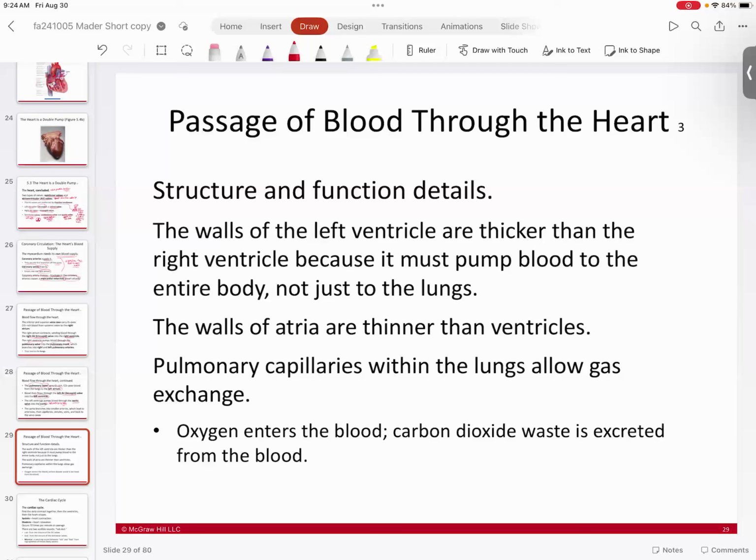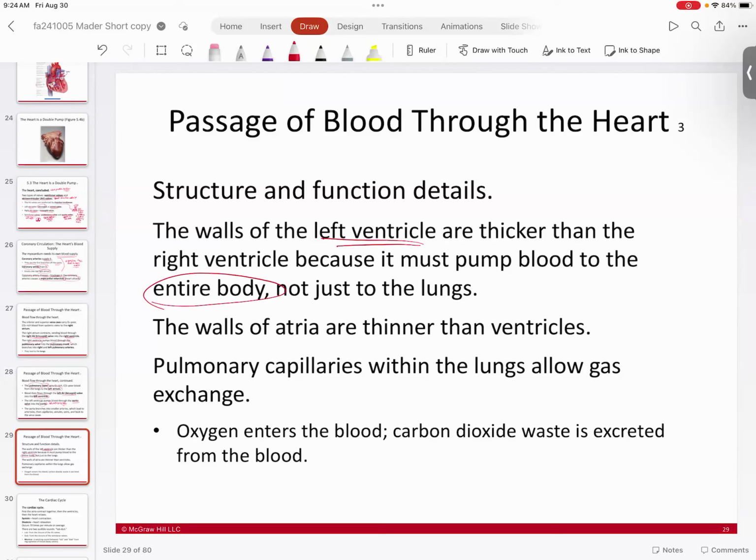So a couple of functional details. Generally speaking, the left side, the left ventricle, is bigger and thicker than the right side, mostly because of what it has to do. It has to get blood to the entire body, so it's a little more muscular. The right side just has to get it next door to the lung. Remember, the lungs are sitting right next door. So the right side doesn't have to be so big because it doesn't have to go as far.